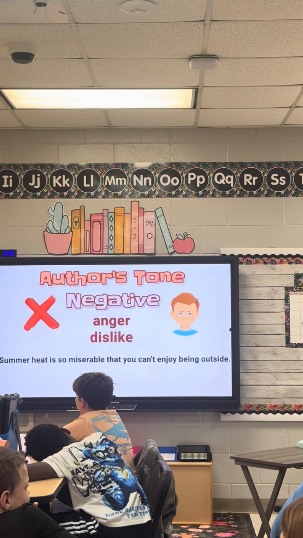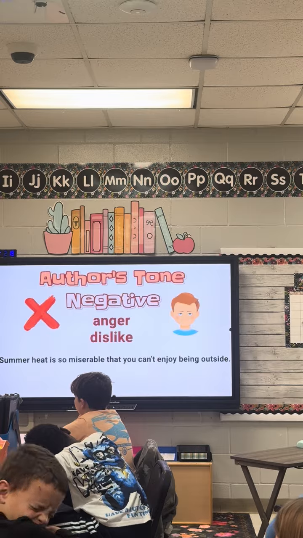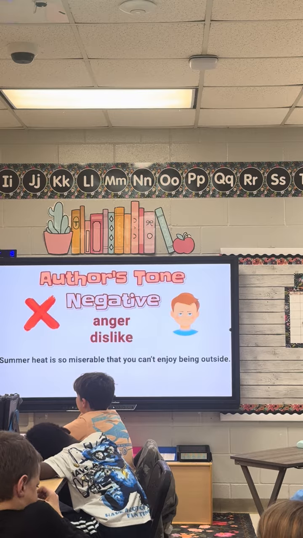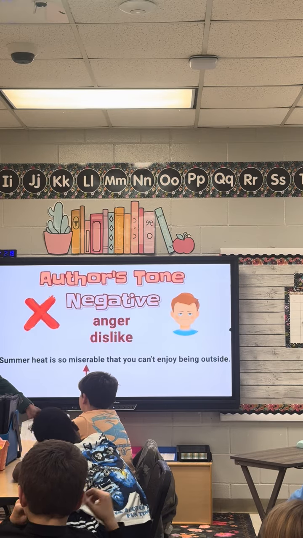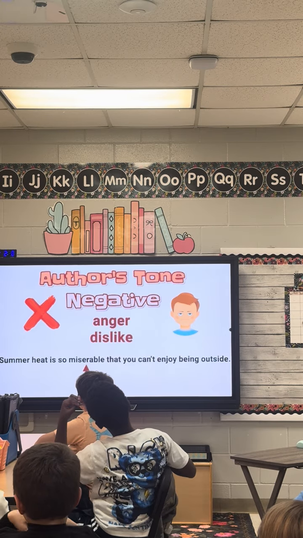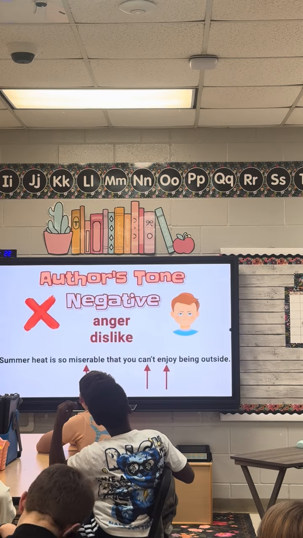Here is another sentence about summer, only this time written with a negative tone. Summer heat is so miserable that you can't enjoy being outside. Notice how the writer shows their negative tone in a couple of ways. First, they use the word miserable to describe summer. And then they also include the idea that you can't enjoy summer.